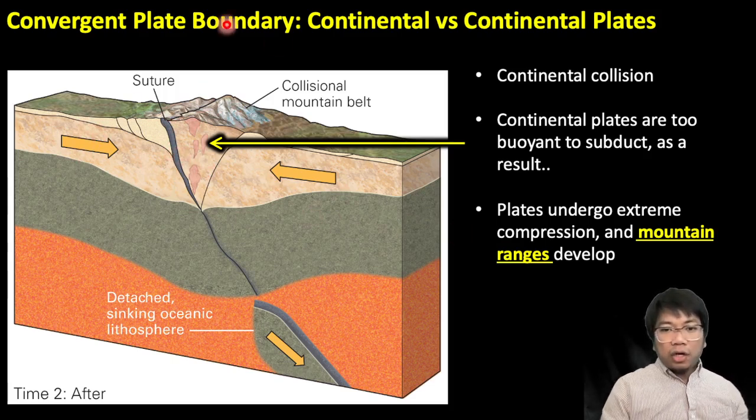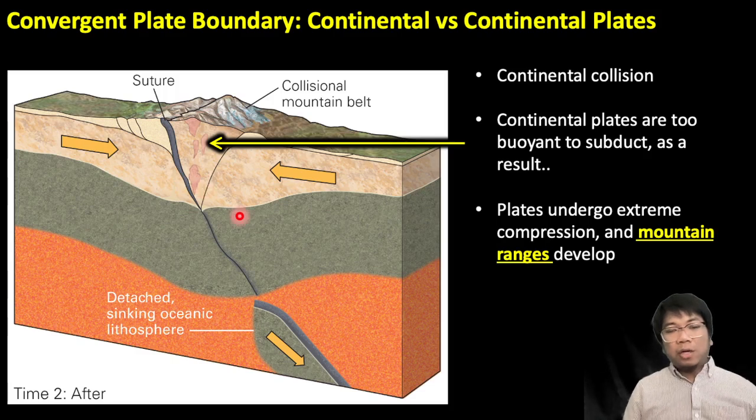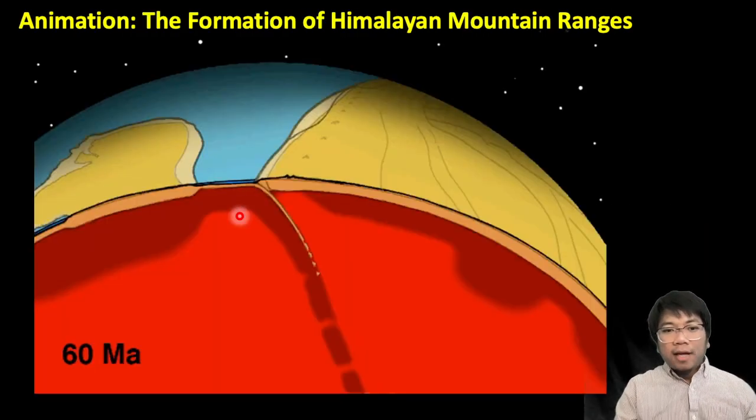And when this occurs, the plates will undergo extreme compression and mountain ranges will start to form. And the best example for that will be the formation process of the Himalayan mountain ranges, and this is the animation for that.